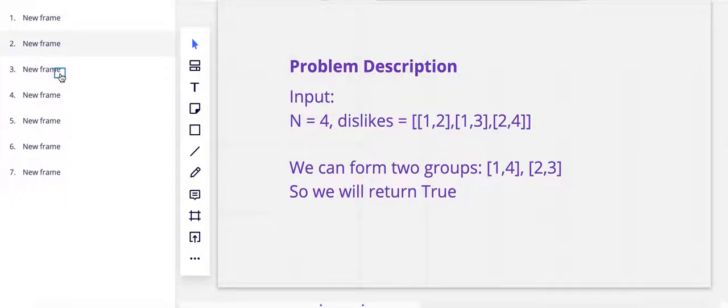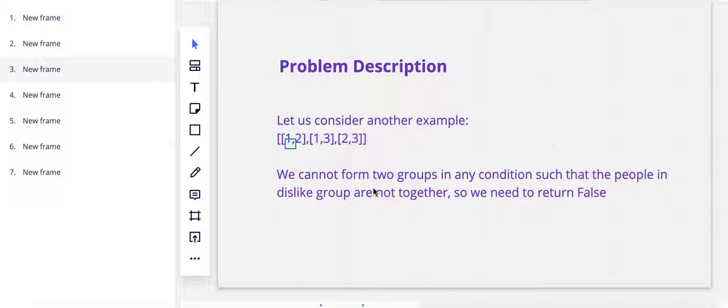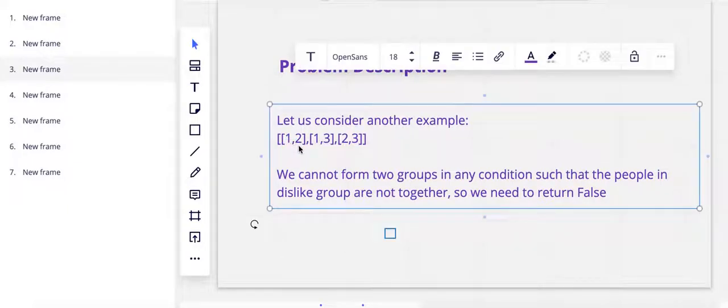Okay, let's look at it in more detail. And another example for this question. Suppose we have n equals to 3 and we have 3 dislike groups. So 1, 2, 1, 3, 2, 3.